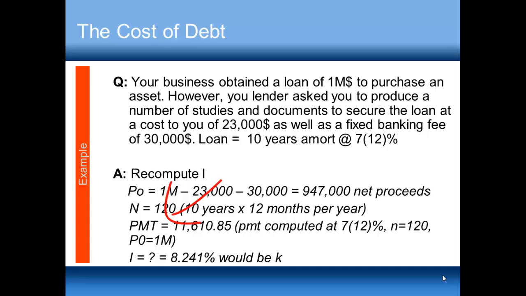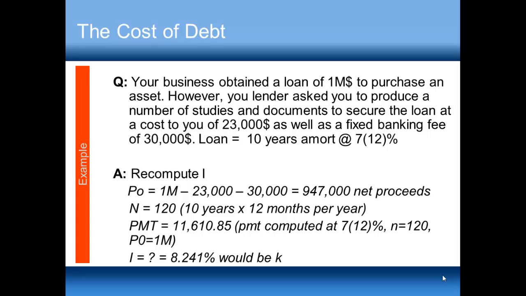The first thing I did, I computed PMT. Using $1 million, 10-year amortization, 7% compounded monthly, I computed this to be $11,610.85. That's my payment. Am I actually going to receive $1 million? No, I'm receiving a lot less, right? Because I have to pay all these fees. So I'm going to recompute. Keep the payment inside of the calculator, or keep your payment fixed somewhere in Excel if you've done it this way. And we're going to recalculate something else.